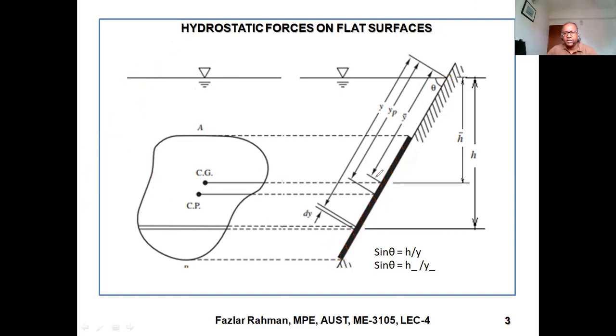Now, how can I figure out the pressure force? Number one thing, we can apply sine theta, cos theta to convert the inclined distance into vertical distance. So in this plate, I am taking a very small segment of the plate. At this segment, the vertical inclined height is dy. I'm taking this small area, and I'm saying this area is dA.